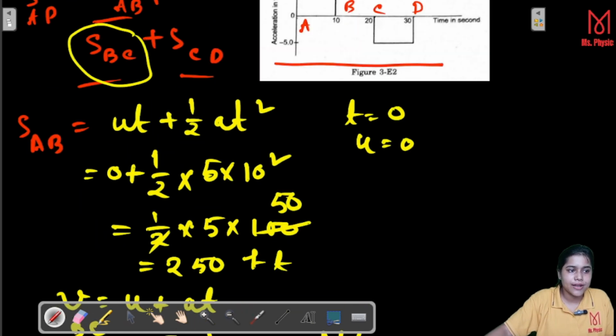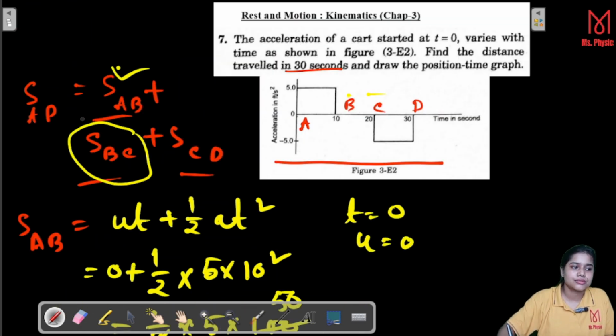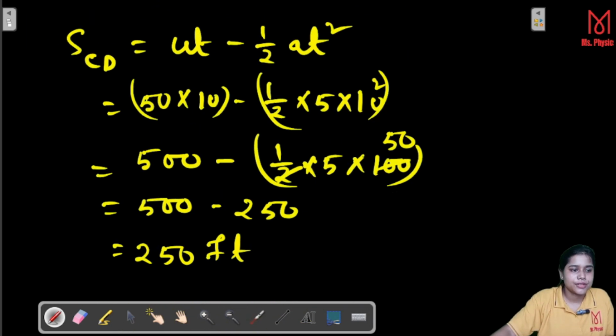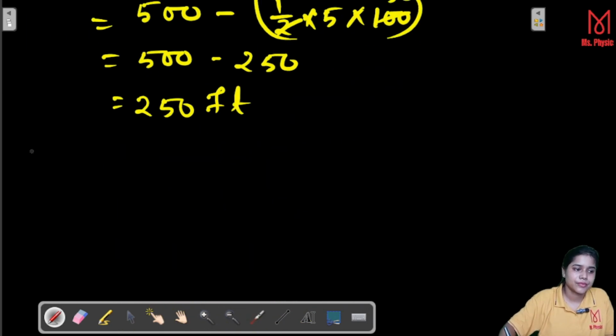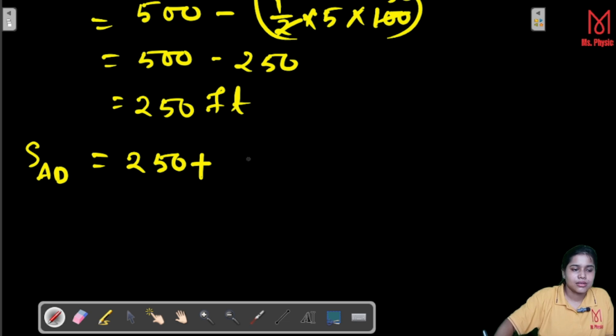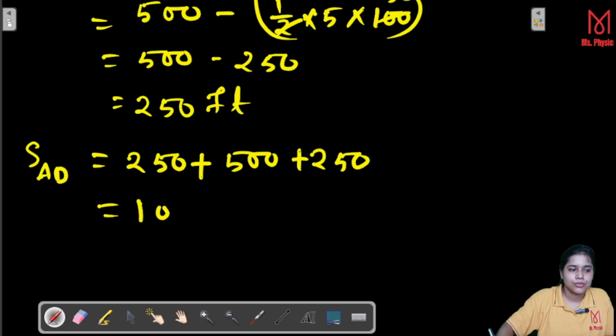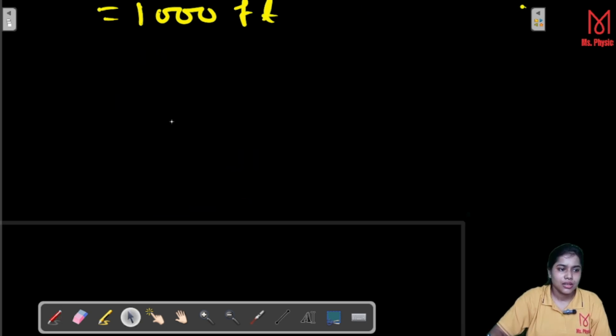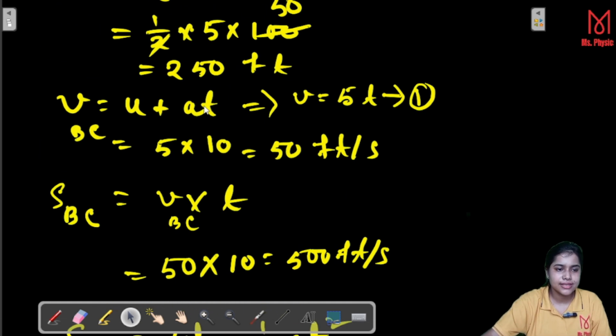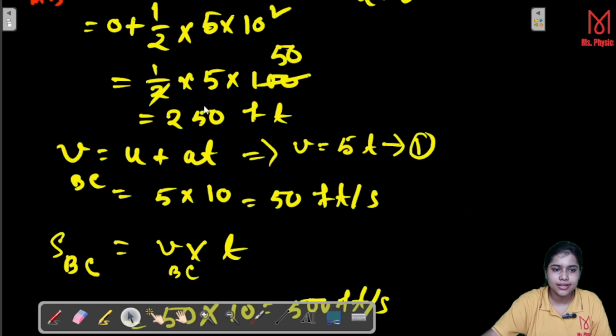Now we have calculated all the values of SAD, so we will just sum them up. Therefore SAD is equal to 250 plus 500 plus 250, which gives you 1000. Now first you have to plot the position time graph.